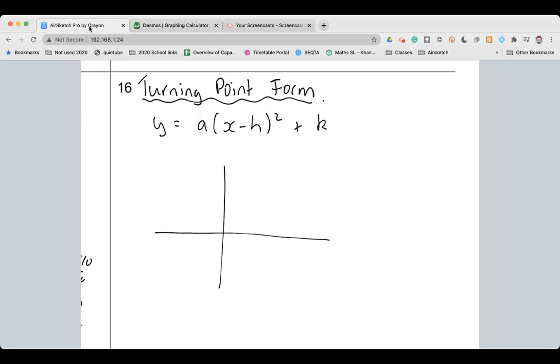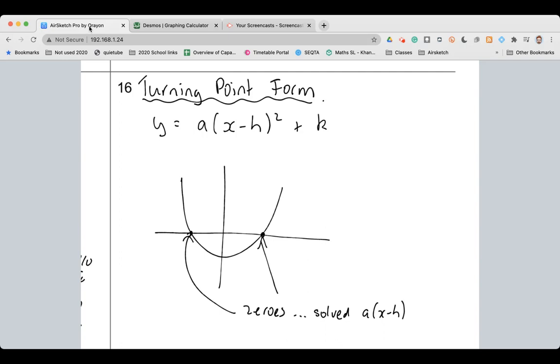So again, just to highlight those critical points, we've got zeros here, sometimes called the x-intercepts, and can be solved by setting y equal to 0, and therefore we're setting a(x − h)² + k equal to 0 and solving. And you've done that before.